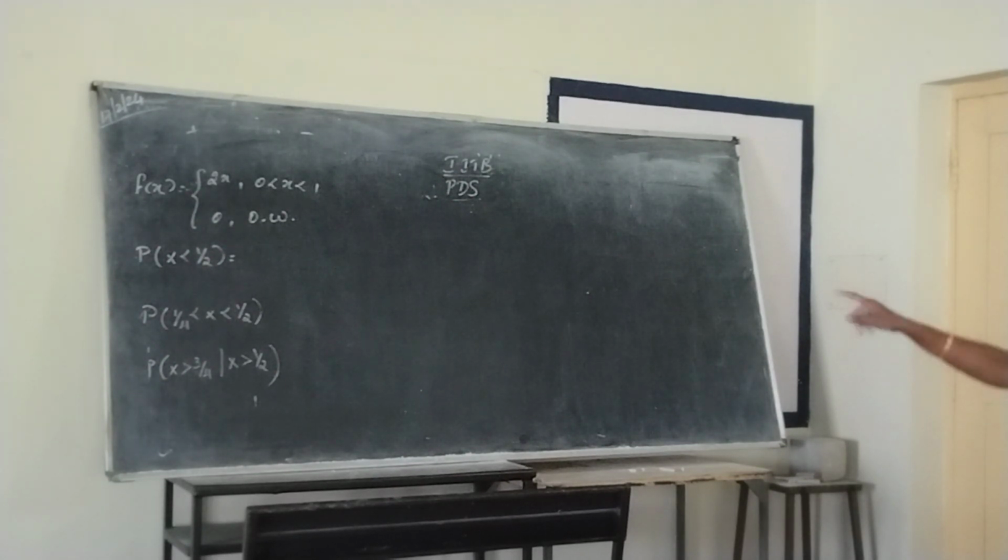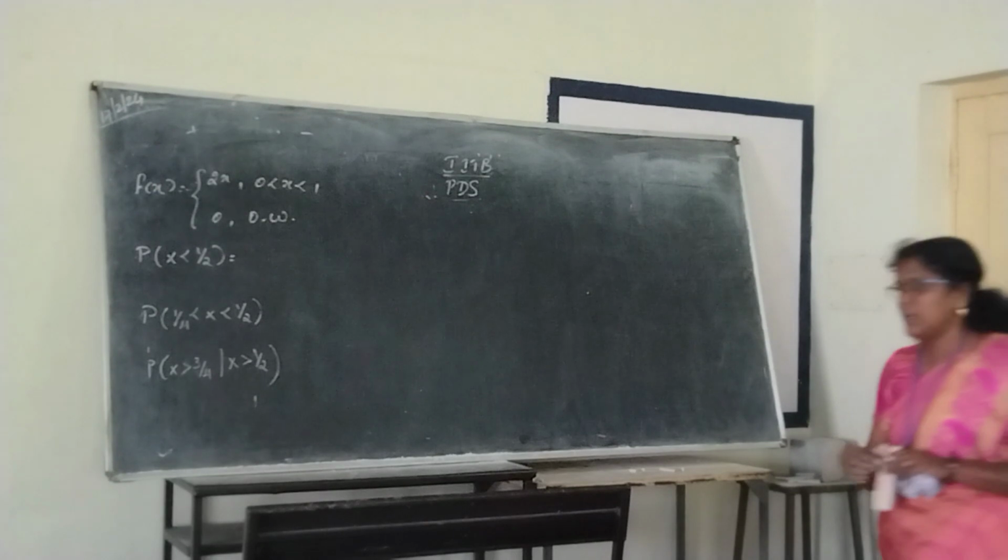So what is the first one you have to find? x less than 1 by 2. So what is the interval you take now? Here it is defined 0 to 1. You have to find for x less than 1 by 2. So what is the upper limit and what is the lower limit? 0 to 1 by 2.